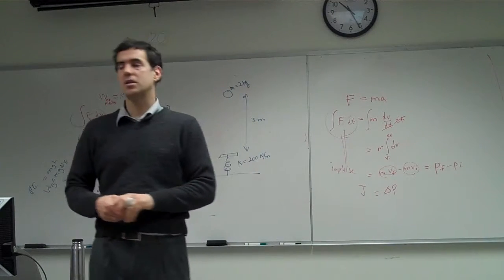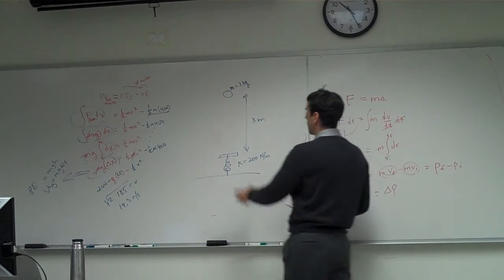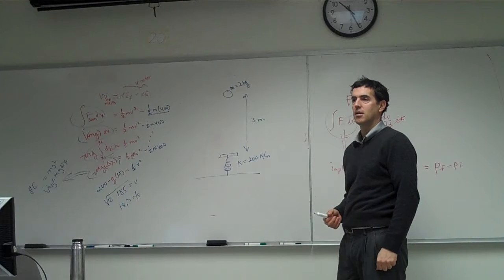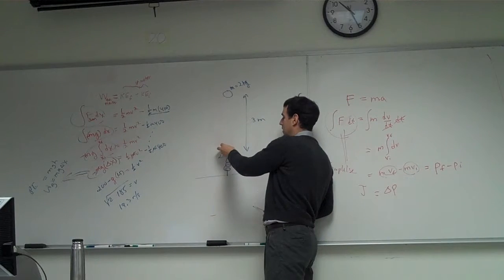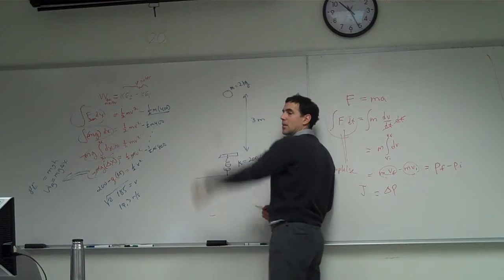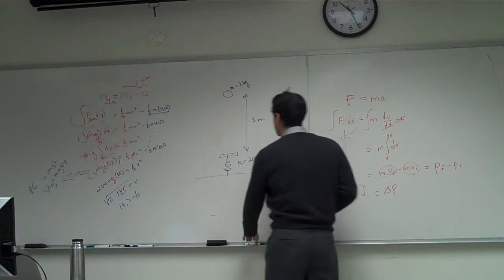I'd like to figure out how far the spring is going to get scrunched before it turns around and starts to push the mass back up again. So what's going to happen, the ball's going to come down, hit the spring, it's going to squeeze, and boing, send the mass back up again. I'd like to know the furthest the spring has scrunched.